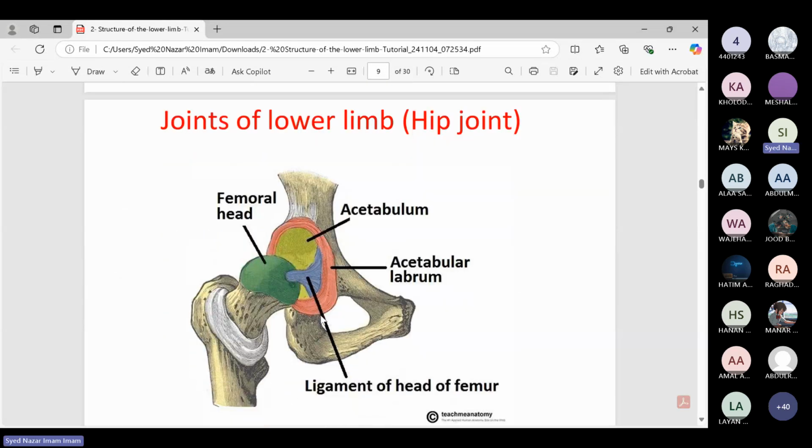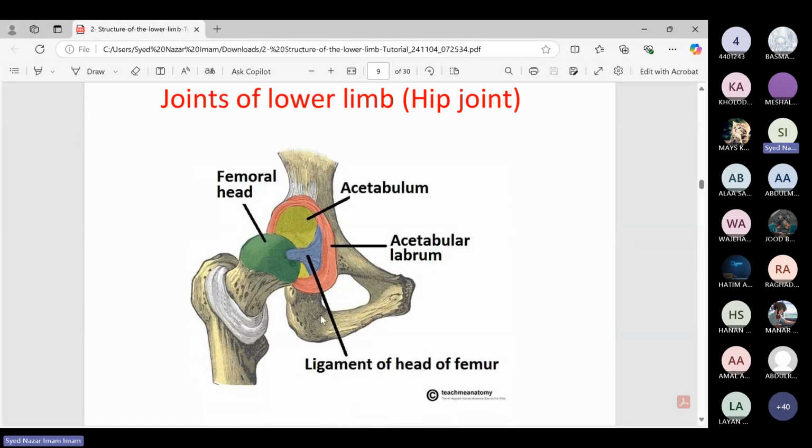Now, once we finish the bones, we'll go to the joints of the lower limb. What are the joints we have? Let's start with the hip joint.